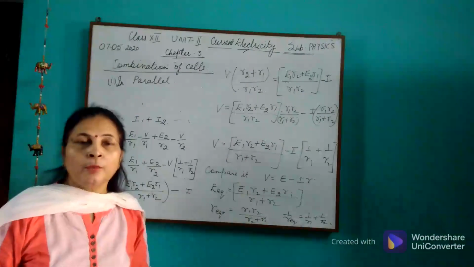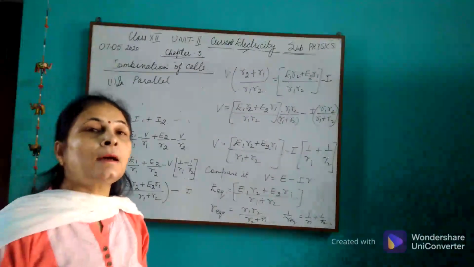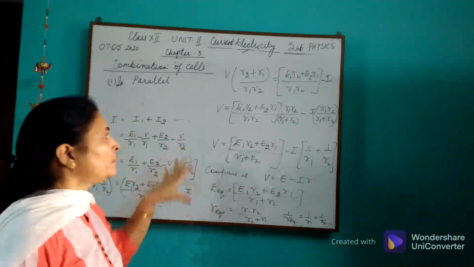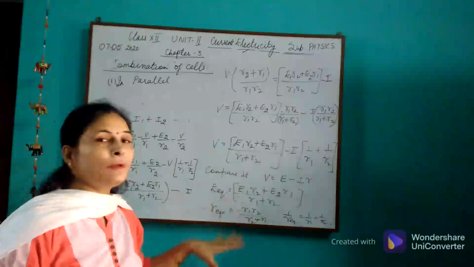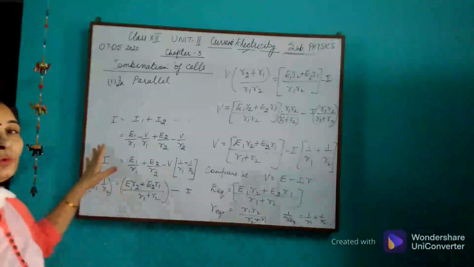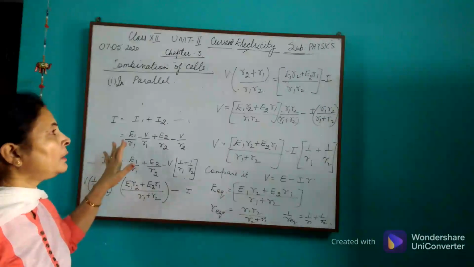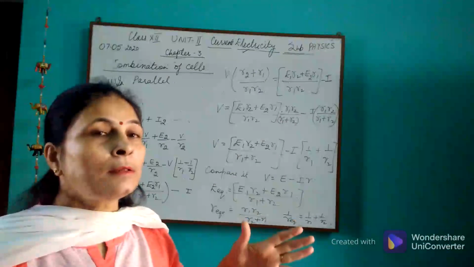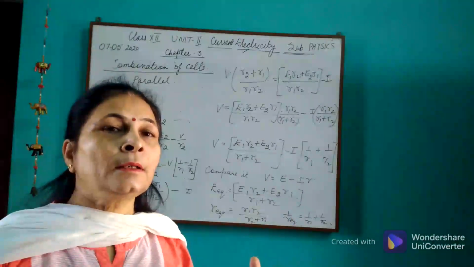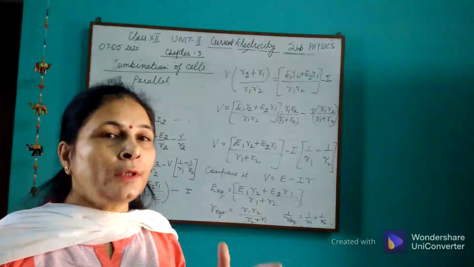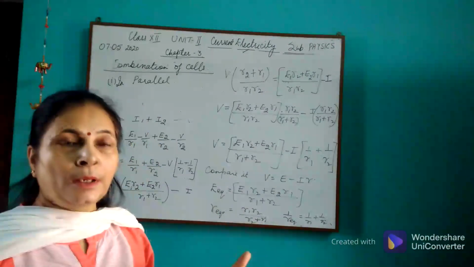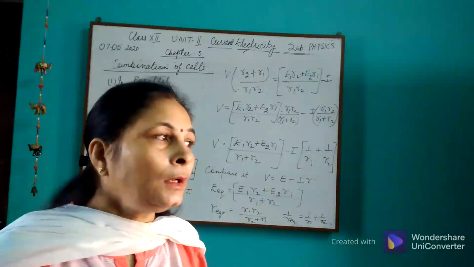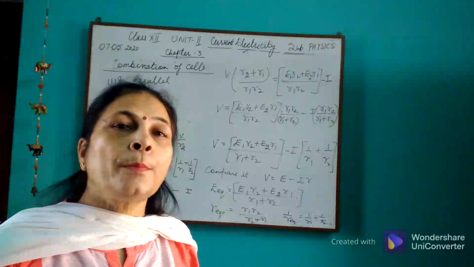So I think in this way you might have understood how the cells are connected in series and in parallel. Try to read these derivations, and try to do the 2 questions I have given you. We'll be starting a new topic tomorrow, that is Kirchhoff's rules, that is how to find out the current in the circuit when more than one source of EMF is being used.